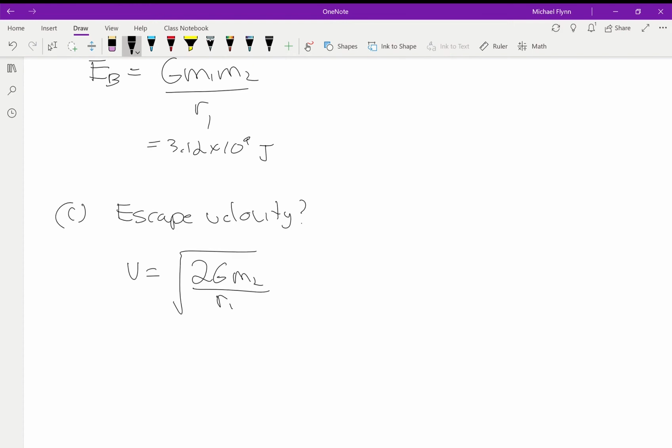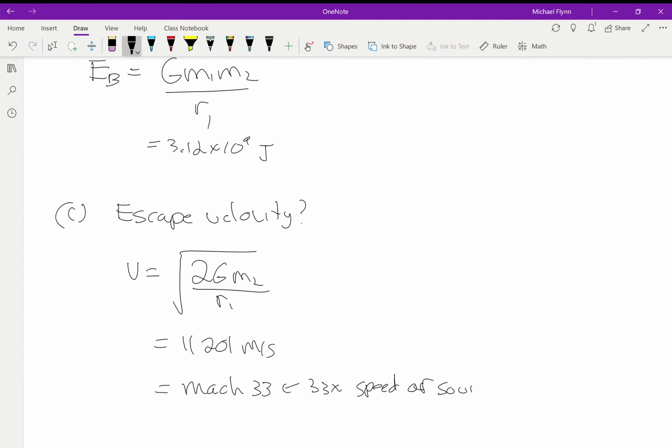Okay, you would expect this for you to escape Earth to be a very high number, right? 2 times 6.67 times 10 to the negative 11, times 6 times 10 to the 24, divided by 6.38 times 10 to the 6, and then take the square root. I get 11,201 meters per second. Now that is around Mach 33, which means 33 times the speed of sound.